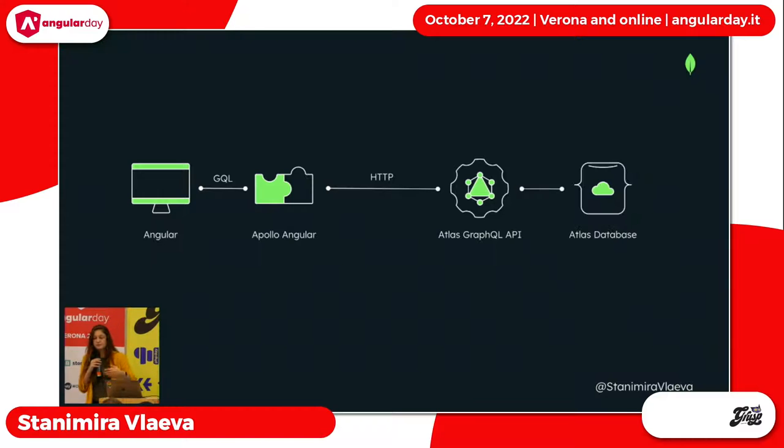And in our specific example, starting from the left, we will use Angular for the web application. We will use the Apollo Angular client library to send GraphQL requests. For the API, we'll use the MongoDB Atlas GraphQL API. And finally, this is going to be connected to a MongoDB Atlas database that will hold our movies data.